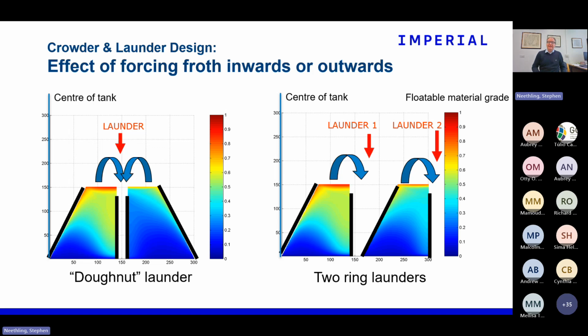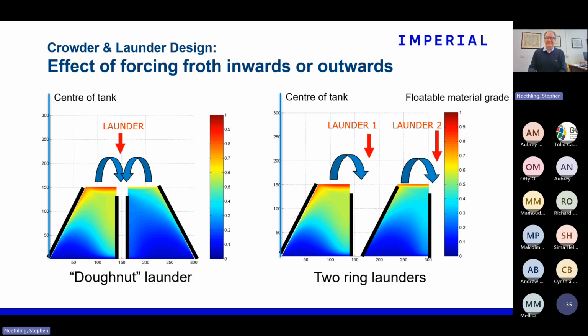And actually, surprisingly, we found the behavior quite different between these two different types of launders. And even in the same cell, the two halves of your froth zone are behaving differently. So this is the center line of the tank, and you're achieving higher grades, according to our simulations, in the region where it's been pushed outwards compared to when you have a donut launder and are pushing the froth inwards.